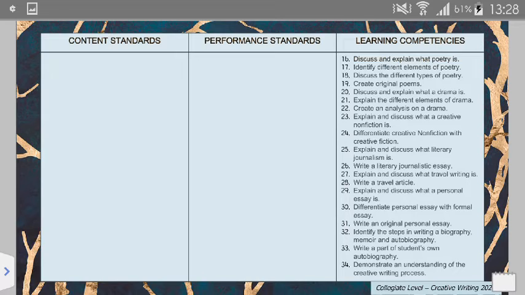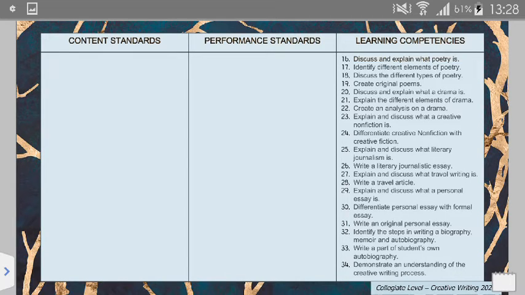For our next lesson in our syllabus, we have the continuation of writing a life story. The discussion will be how to write an autobiography, how to write a memoir, how to write a biography. Learning competencies are identify the steps in writing a biography, memoir, and autobiography, and write a part of student's own autobiography. And our last lesson in our syllabus is creative writing tips.